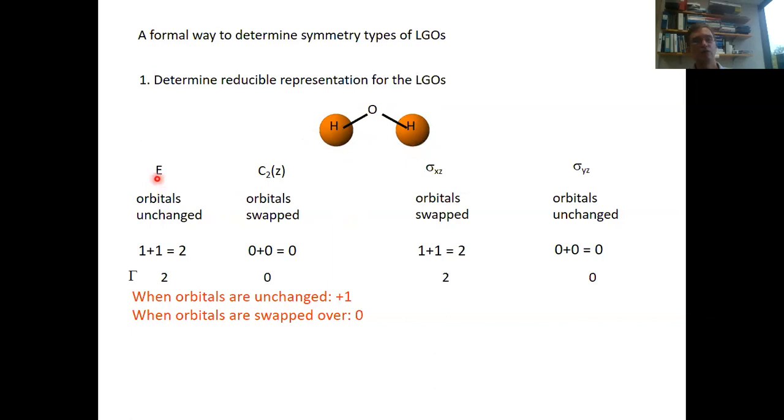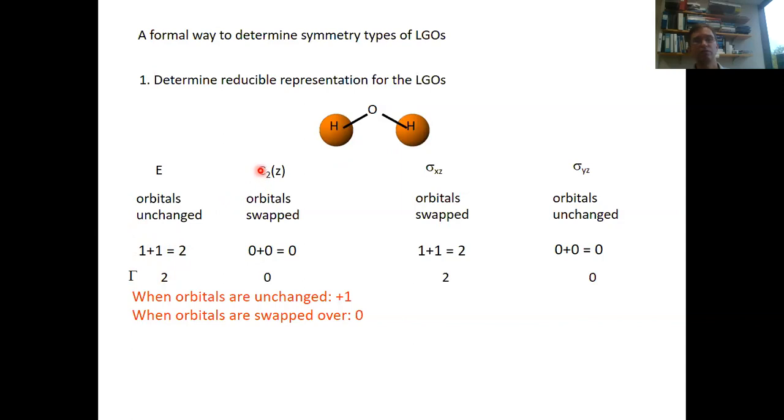Now, when we look at the identity, because the identity never does anything, our two orbitals are of course not swapped as we carry out the symmetry operation. Therefore, each 1s orbital gets the character 1, and the sum is 2. So the first character in our reducible representation is 2.